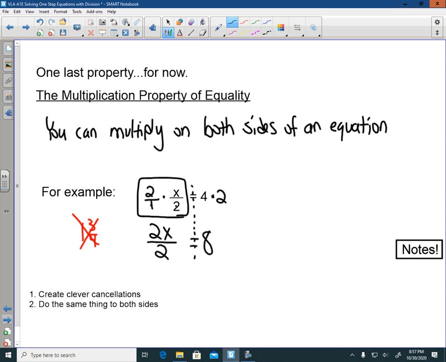Now look at what we do for the next step. Do you see how we have 2x over 2? That should remind you of what you do when you're multiplying and you're trying to create a cancellation. 2 over 2 is just 1, and so you can get rid of that. And the answer is x equals 8. Okay? So that's kind of the longhand way of doing it. You don't have to do it this way, but I just kind of wanted to show you that's what we're doing in the background. So now I'm going to show you the way to do it.